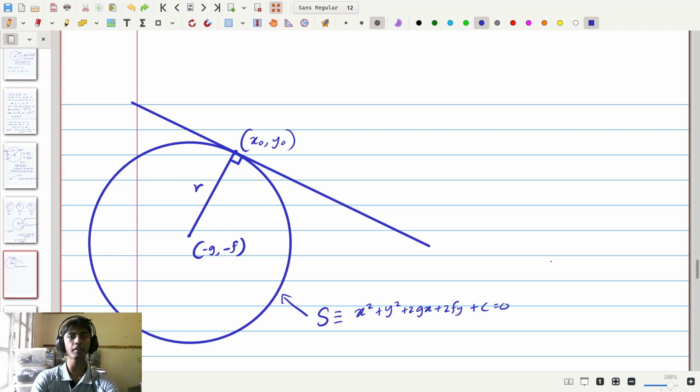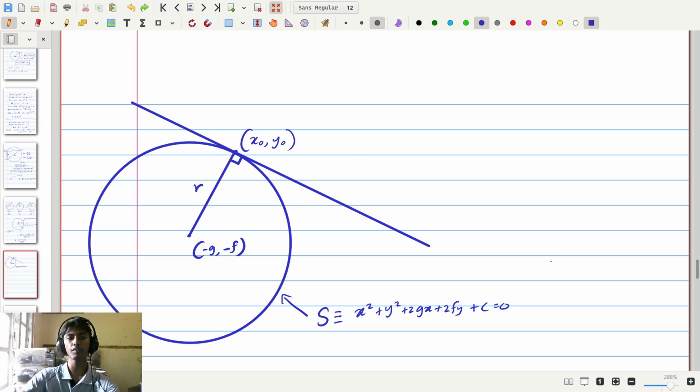The geometrical fact that we're going to be using in order to find the equation of this tangent line here is going to be the fact that given a point of tangency x0, y0, the radius that corresponds to that point of tangency is perpendicular to the tangent itself. You can see I've drawn that by the fact that this angle here is 90 degrees. So we're going to be using this fact in order to find the equation of this tangent line here.